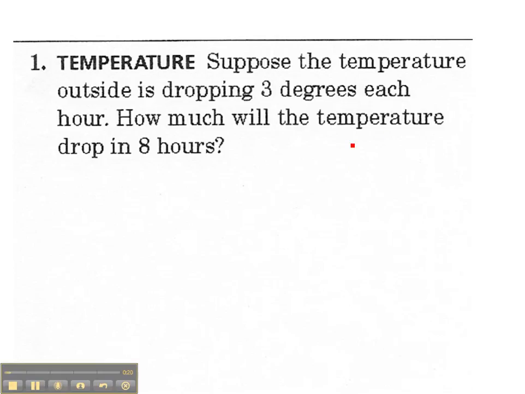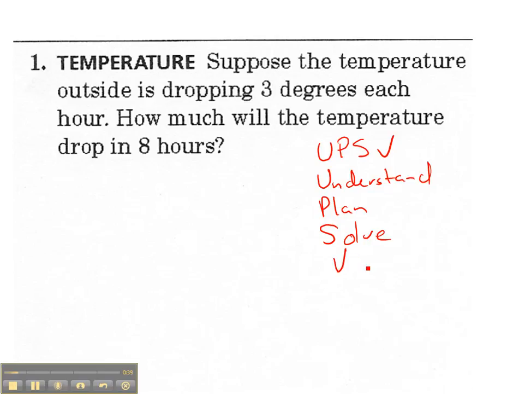So anytime we have a word problem, we want to use a problem solving plan. So let's use UPS check. U is understand the problem. P is plan, how you're going to solve the problem. The S is solve the problem. And check is check your answer, check your work when you're done.